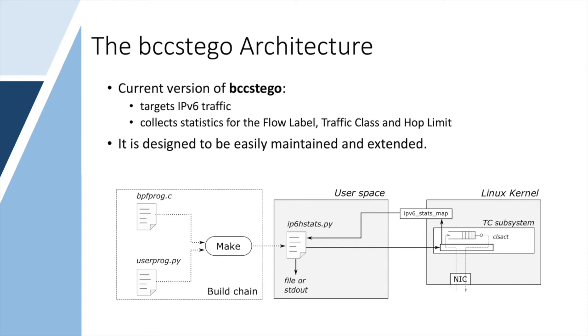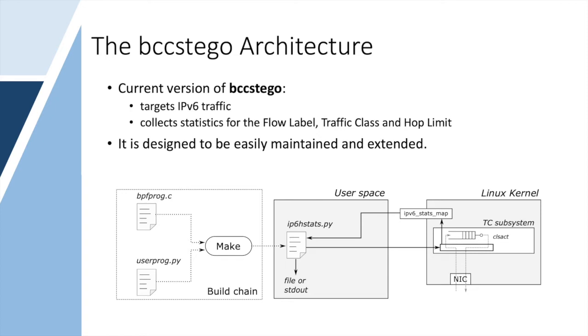Coming to the bccstego architecture, this current version targets IPv6 traffic, and as I already mentioned, we are able to collect statistics for 3 fields of the IPv6 header: flow label, traffic class, and hop limit. We develop programs for the traffic control subsystem, which is able to inspect network packets.